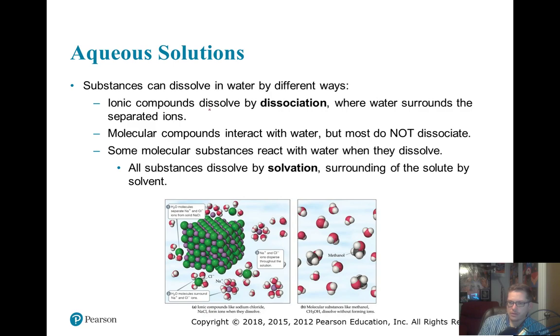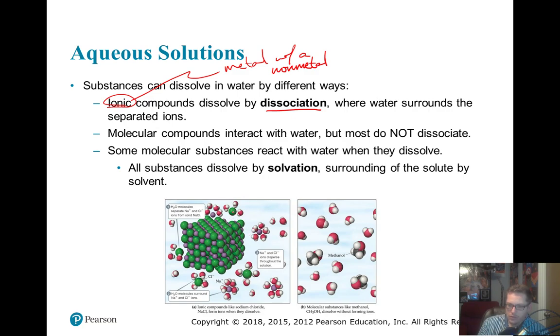So ionic compounds dissolve by dissociation. Remember, ionic is a metal with a nonmetal, and they dissolve by dissociation. So what's going on here in this picture? This is dissociation. We've got a block of sodium chloride, NaCl, and essentially what happens is the water molecules will come in and surround these.